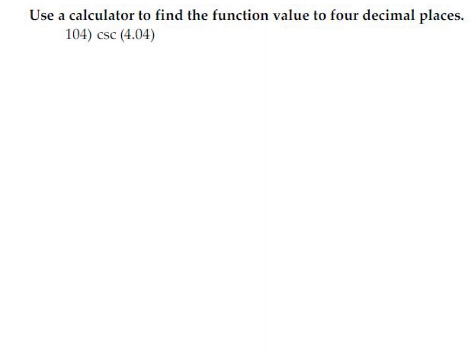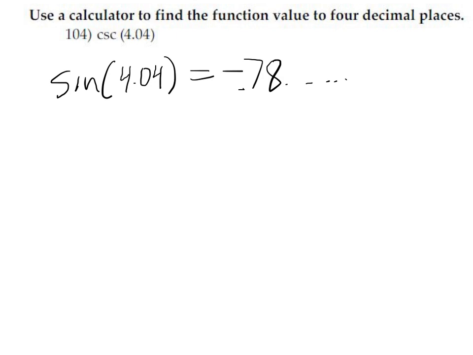Use a calculator to find the function value to 4 decimal places for cosecant 4.04. First off, notice there's no degree sign, so make sure your calculator is in radian mode to do this problem. Now, you want to think sine, because cosecant is the reciprocal of sine. So first off, you'd want to find sine of 4.04 in radian mode. And I get negative 0.78 dot dot dot. I'm not going to write it all down because I'm not done with it yet.